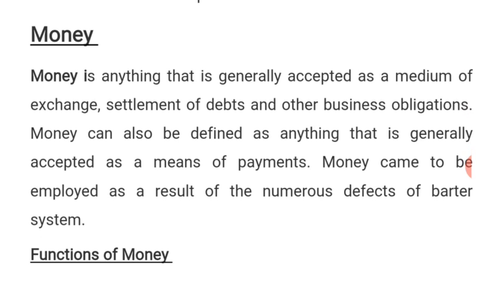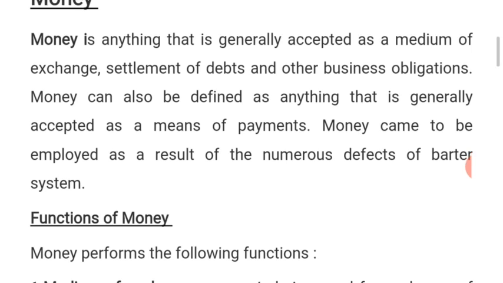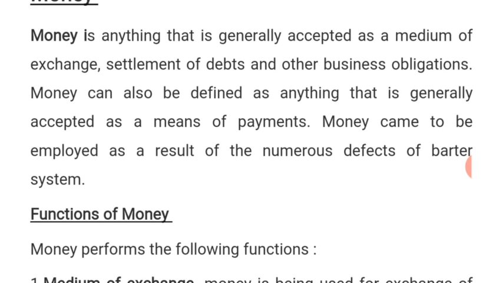So money can also be defined as anything that's generally accepted as a means of payment. So when a service is enjoyed, we can use money to pay for the service we have enjoyed and any other thing that we are using money for. So money can serve as a means of payment. Money came to be employed as a result of the numerous defects of the barter system. During the time of our forefathers, we were using what is referred to as the barter system.